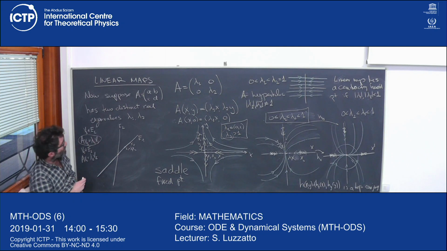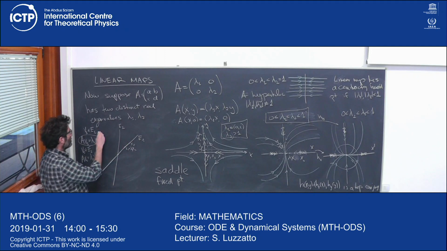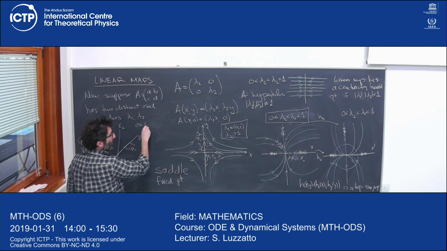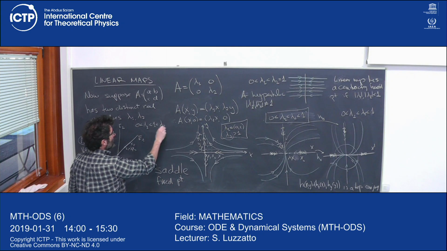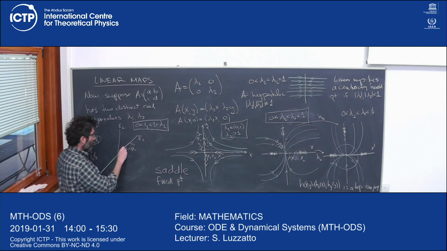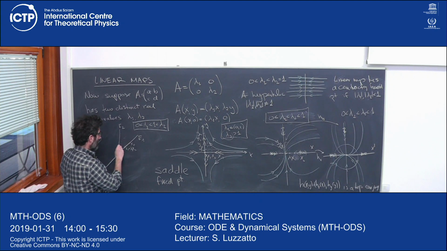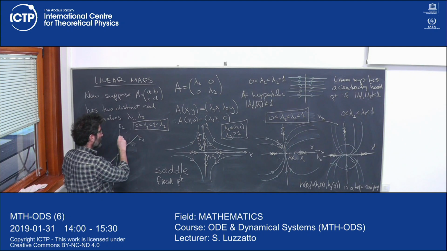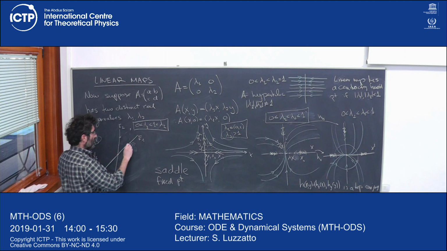So what are the possibilities here? Again, we have exactly the same possibilities. Let's suppose, for simplicity, we look at the first case, where 0 less than lambda 1 less than 1, less than lambda 2. So what is the dynamics here? You can draw coordinates here, and write a point in these coordinates. This is x0, y0, right?